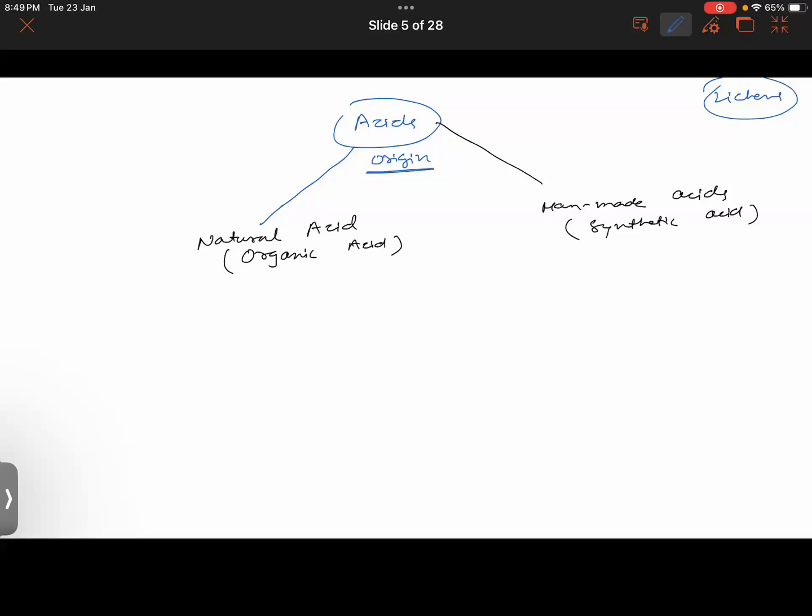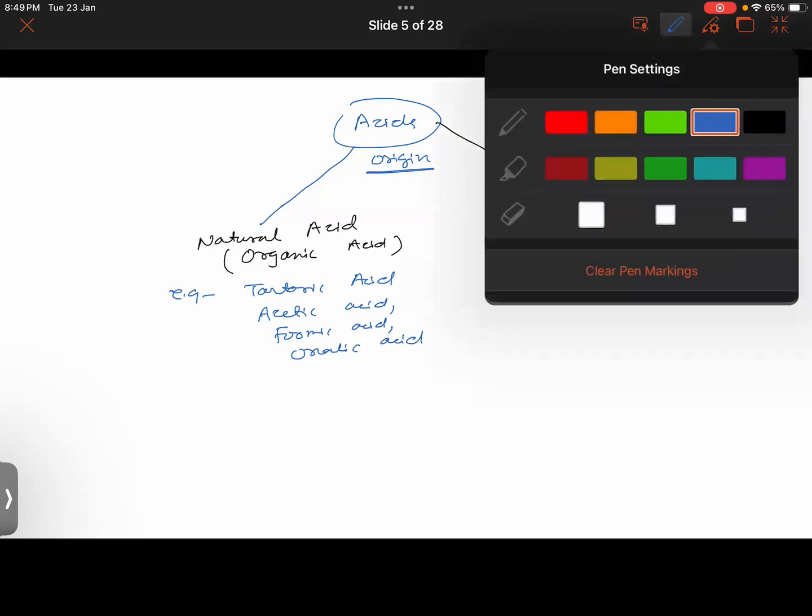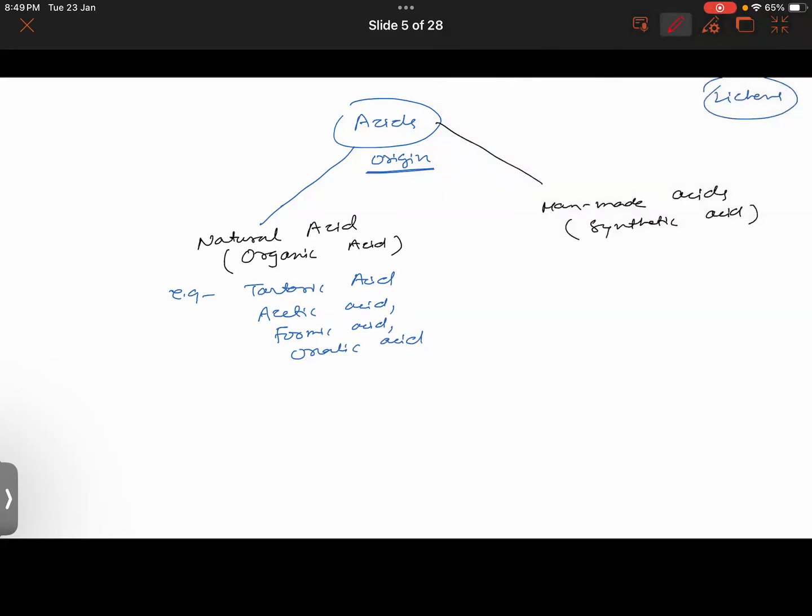So for example, let's note down some examples: tartaric acid, acetic acid, oxalic acid. Just to name a few, these are some of the organic acids. And then you have some man-made acids also, like sulfuric acid and nitric acid. So these are some of the examples. Hope you understood this.